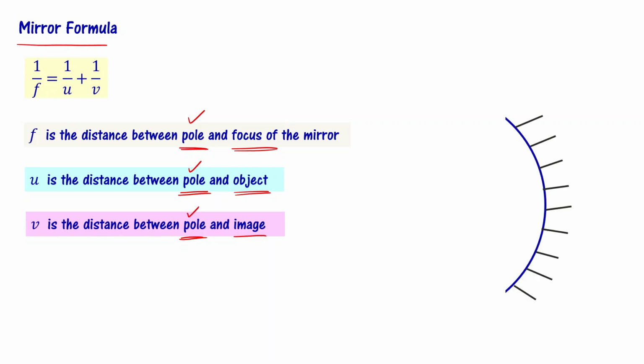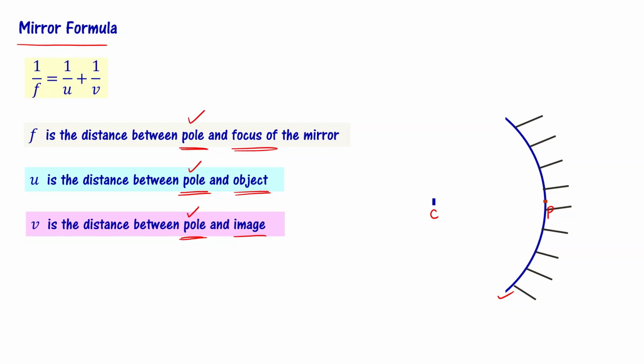Let's say I have a concave mirror, right? This is the concave mirror. A concave mirror has a pole, that is the center point on the mirror. This is denoted using capital P. And a concave mirror will have one more point that is called the center of curvature. What is the center of curvature? That denotes the radius of the circle on which this mirror lies, or the radius of the sphere of which the concave mirror is a part.